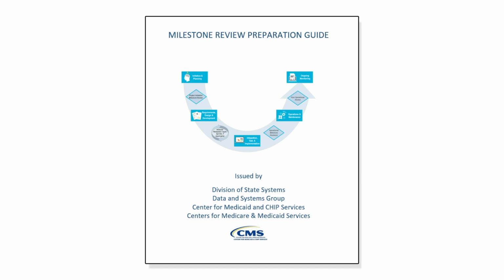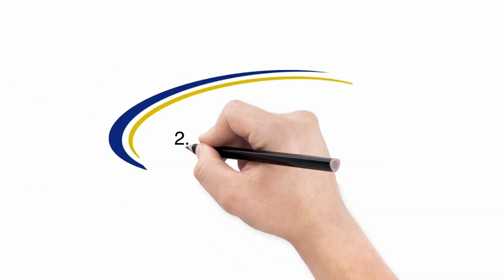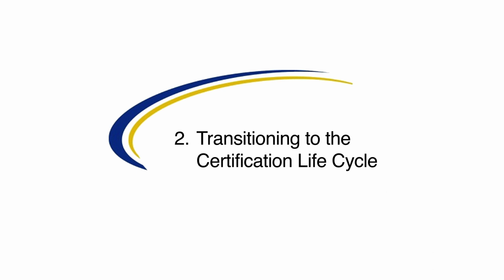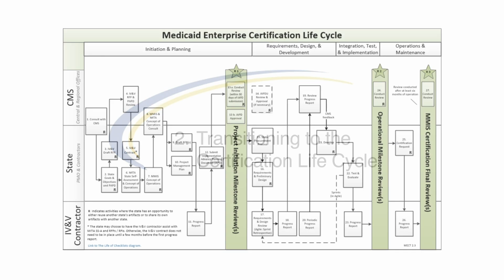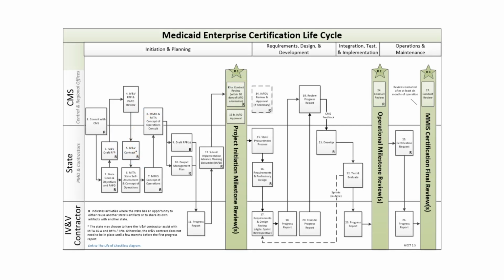Now that we have seen the toolkit components, let's go to section 2 where we will look at key activities in the life cycle. In the toolkit, the certification life cycle is shown from beginning to end, but many states are already in the middle of upgrading their systems. A state that has already begun its journey will work with its regional office to determine at what phase it will transition into the process.